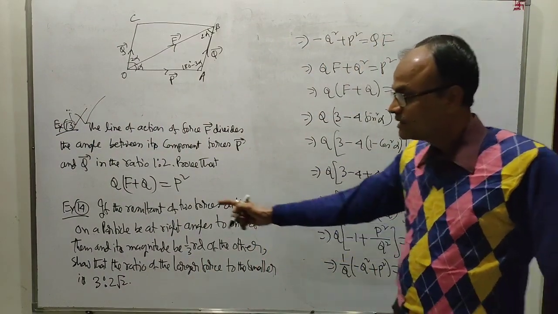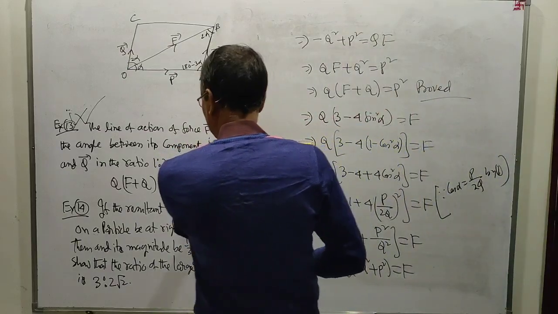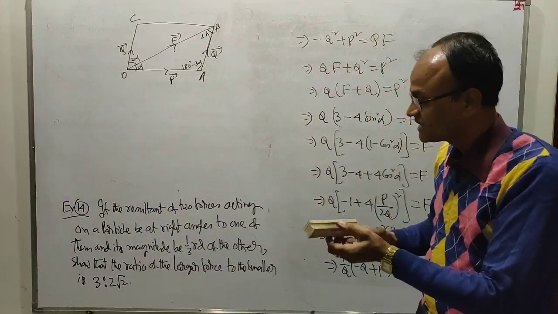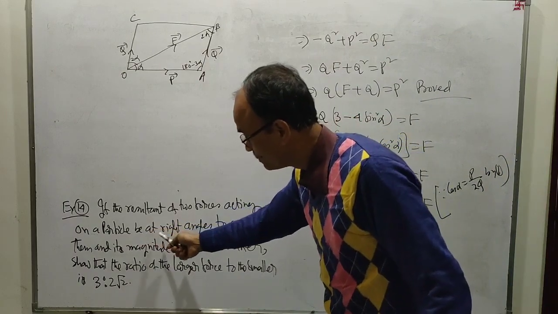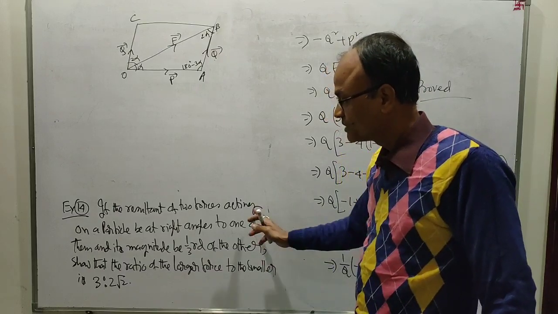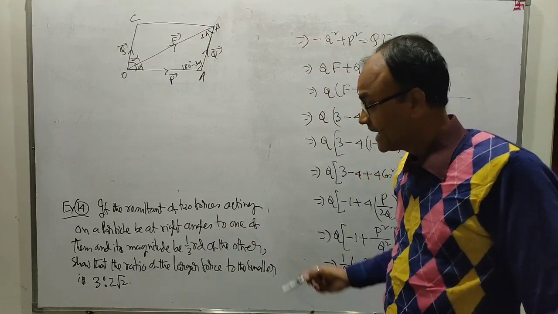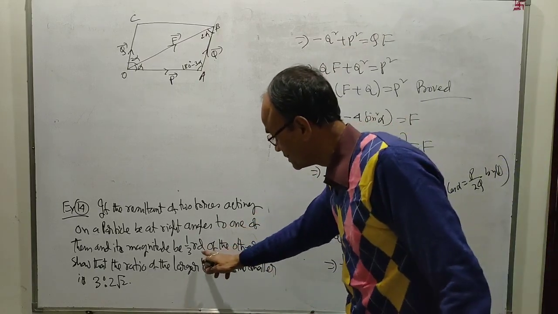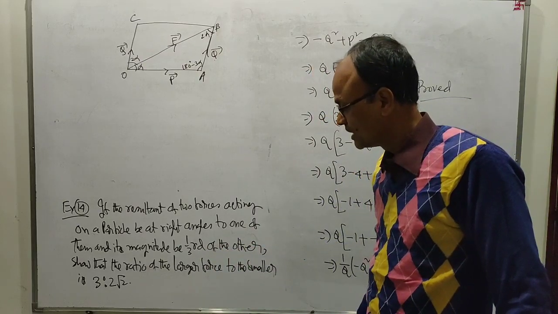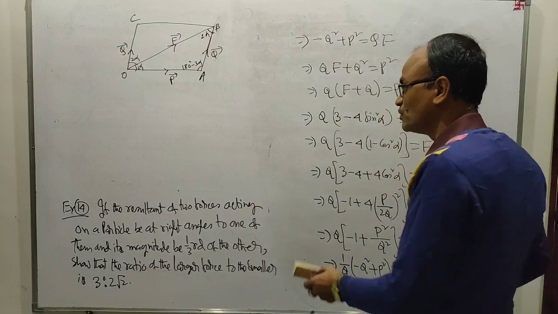Now, try to solve question number 14. What is it? If the resultant of two forces acting on a particle be at right angles to one of them, and its magnitude be 1/3 of the other, show that the ratio of the larger force to the smaller is 3:2√2.